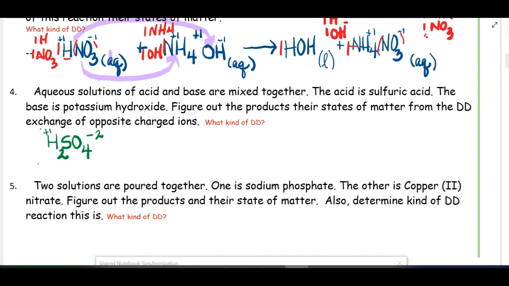So it says aqueous solutions of acid and base are mixed together. The acid is sulfuric acid. The base is potassium hydroxide. All right, both are aqueous. So we're going to add them together. Potassium hydroxide is the base. Hydroxide -1, potassium +1. Hey, we have the correct formula. All right, now we're just going to get an exchange of dancing partners. So write who those products would be.